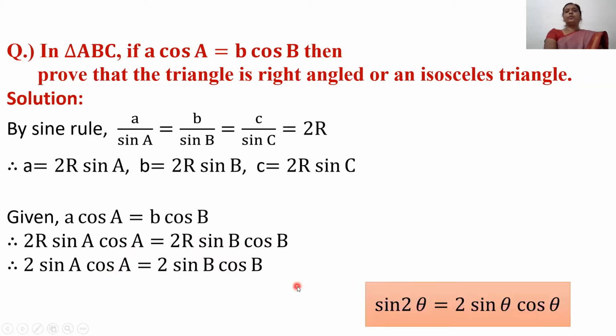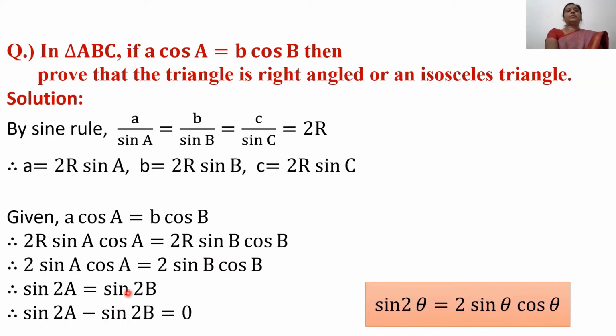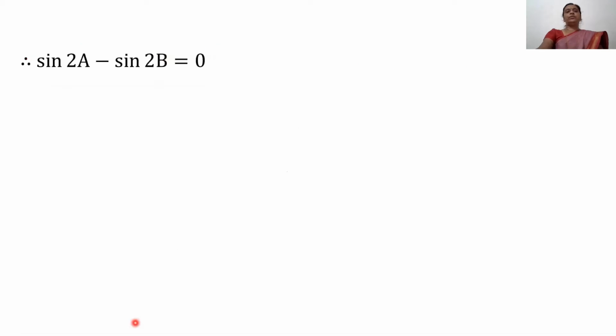And you know the formula from the trigonometry which you have learned in your 11th standard: sin 2 theta is equal to 2 sin theta cos theta. We will use this formula from right to left. 2 sin theta cos theta means sin 2 theta. Here 2 sin A cos A means sin 2A and 2 sin B cos B means sin 2B. Therefore, write down this: sin 2A is equal to sin 2B. In the next step, you take this sin 2B to the left hand side and this becomes sin 2A minus sin 2B is equal to 0.